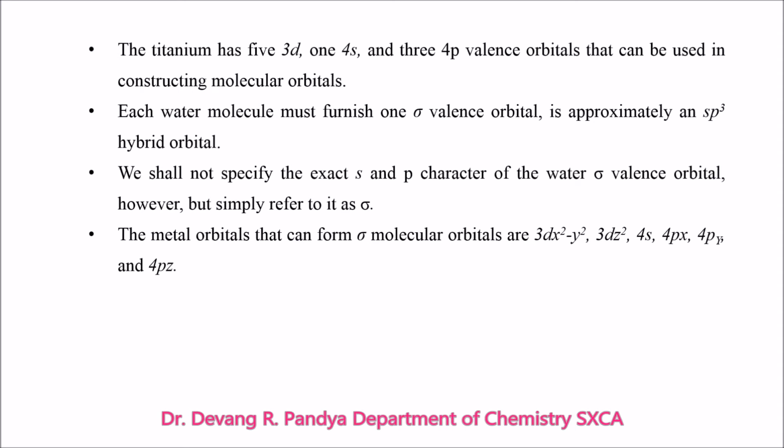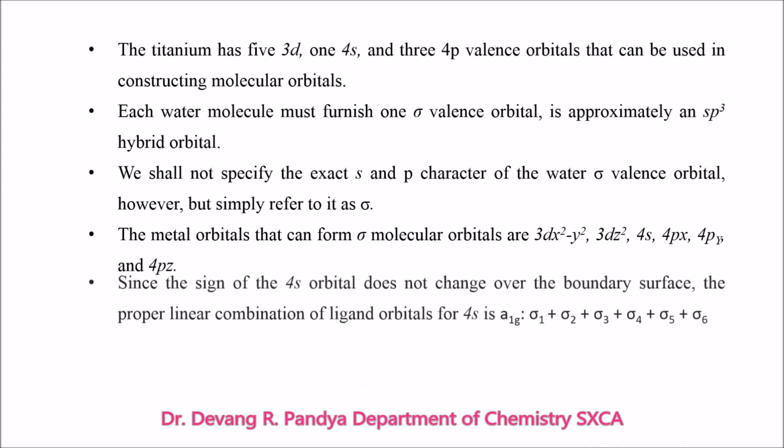The metal orbitals that can form sigma molecular orbitals are 3d x square minus y square, 3d z square, 4s, 4px, 4py and 4pz. So these are the metal orbitals which are going to form sigma molecular orbitals. That means they will participate in overlapping with the 6 LGOs and form sigma molecular orbitals.